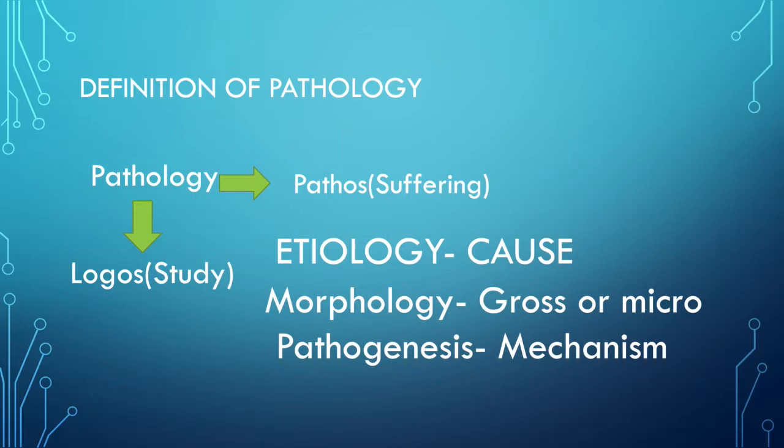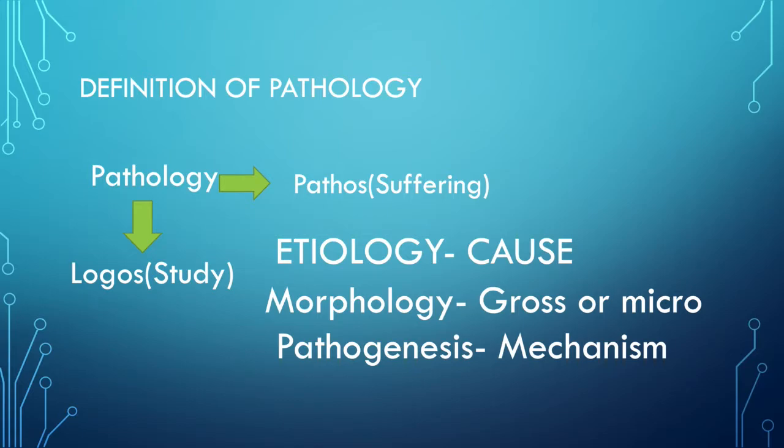Pathology can be divided into two parts. Actually, the word pathology comes from the Greek words pathos and logos. Pathos means the suffering condition or diseased condition, and logos means the study. So what is the meaning of pathology? The study of the suffering condition or diseased condition of any person. Physiology means the study of the normal body condition, and pathology means the study of the diseased condition.